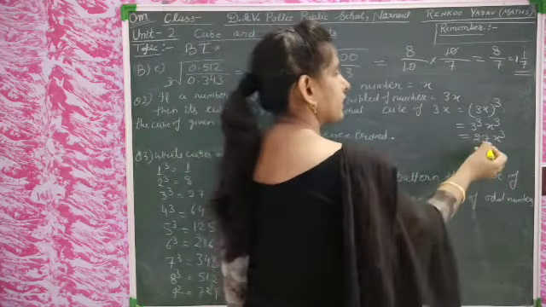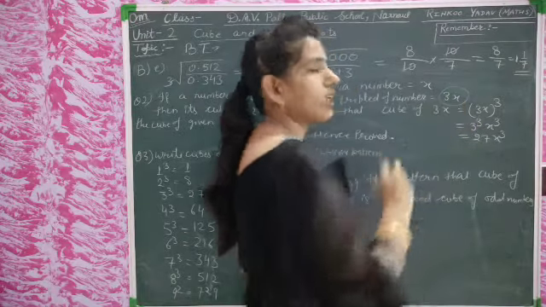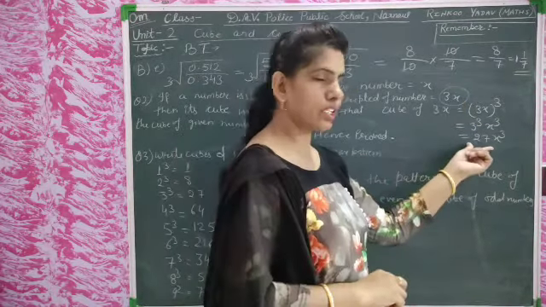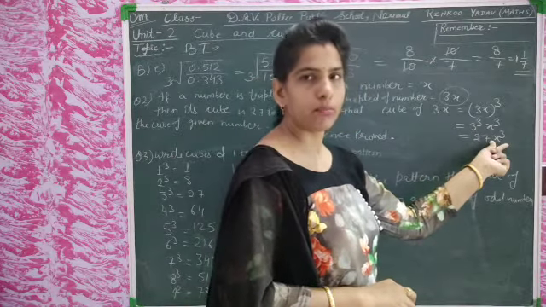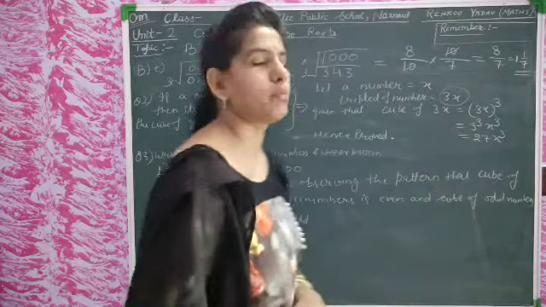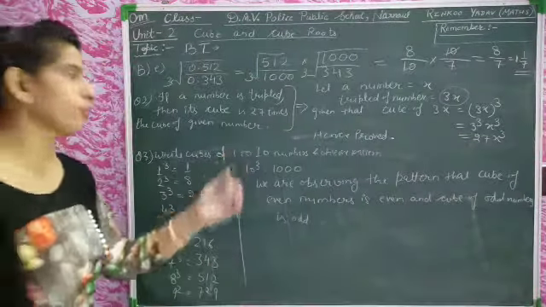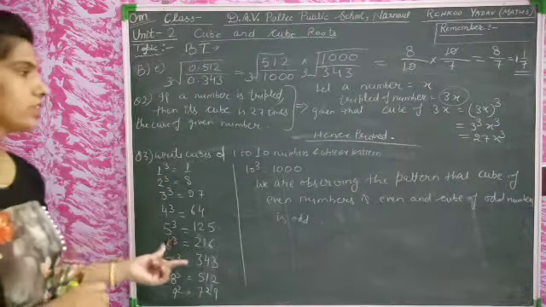So students, you are seeing that the cube of triple the number x is 27 times the cube of that number. So, hence proved. Now we are taking question number 3.